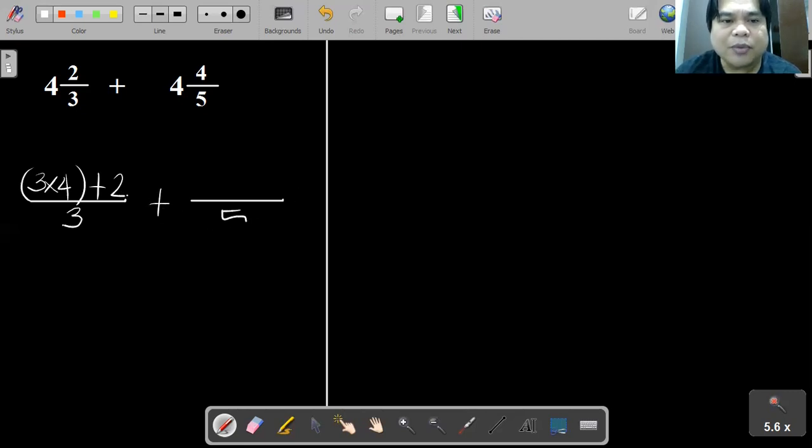Same goes with the other fraction. Again, just copy the denominator and then multiply the denominator to the whole number. So this becomes 5 times 4. Then add it to the existing numerator, which is 4. Okay, and after that, you just further evaluate.